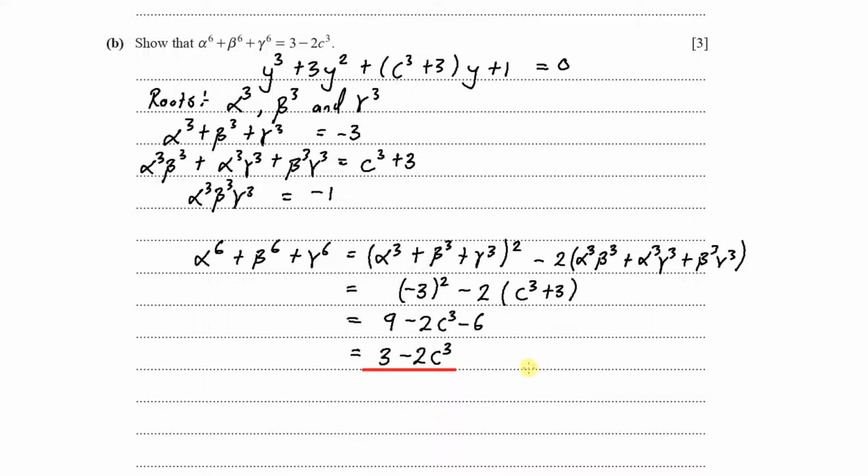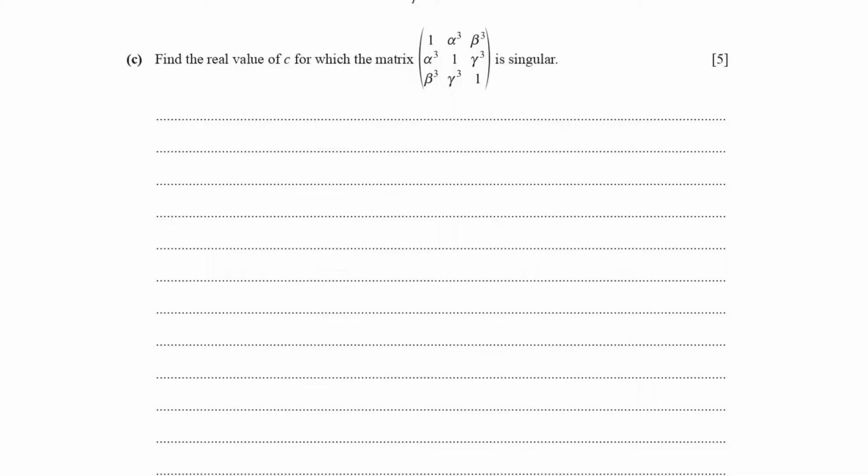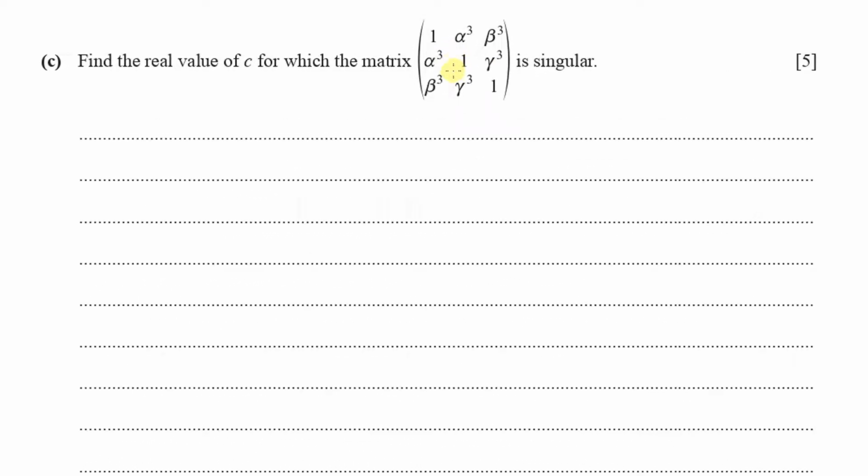Let's go on to part C. On part C, they say, find the real value of c for which this matrix here is singular. Now, what we know about singular matrices is that the determinant is 0. So here we're going to attempt to find the determinant of this 3 by 3 matrix.